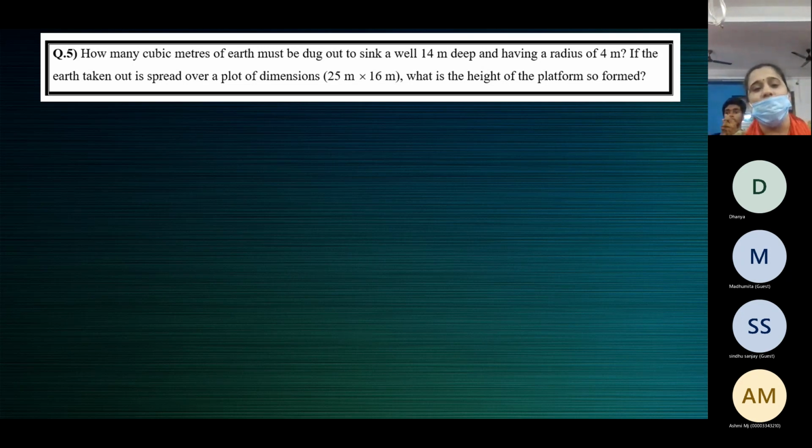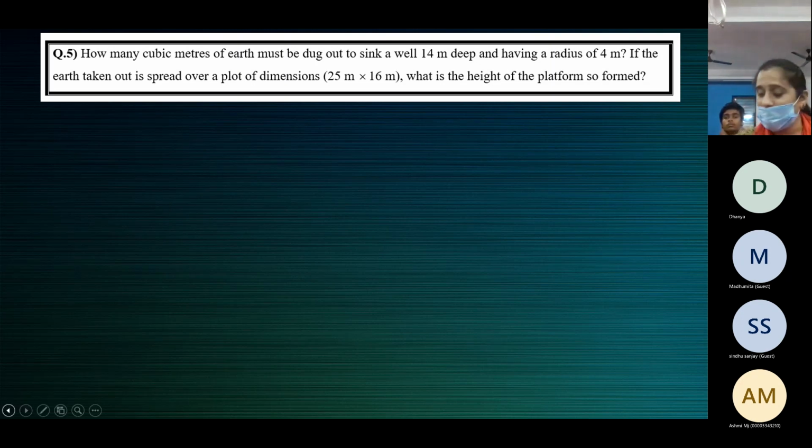Like if you've removed 100 kg of earth from the well, that 100 kg of earth is now in the platform. So the volume is the same. That is the equation which you have to write. If you can write that, you will get the answer. So you should just write this.